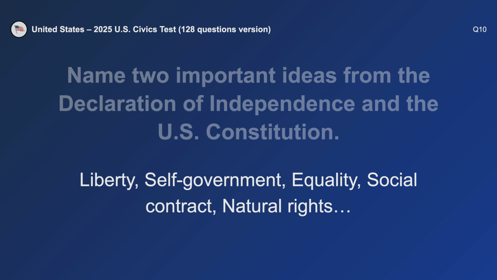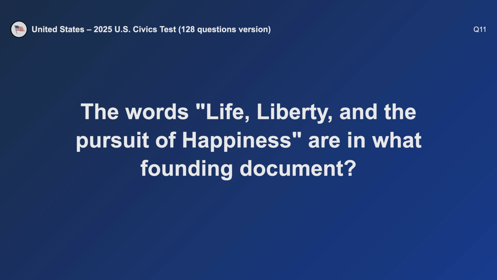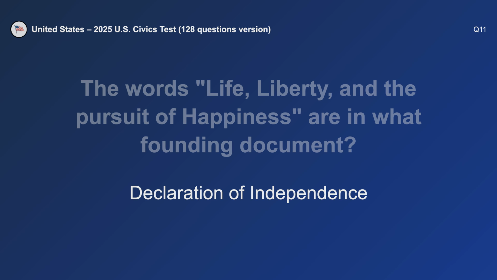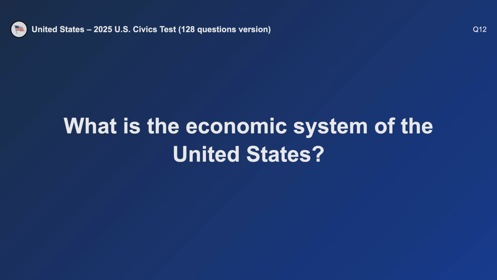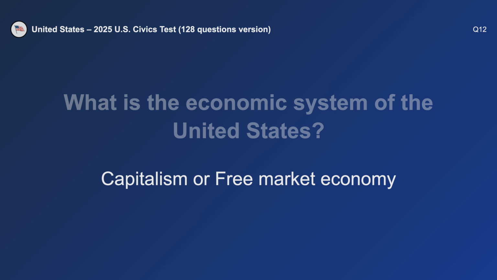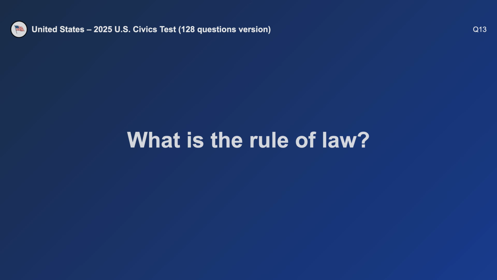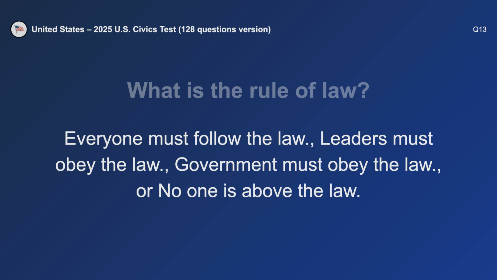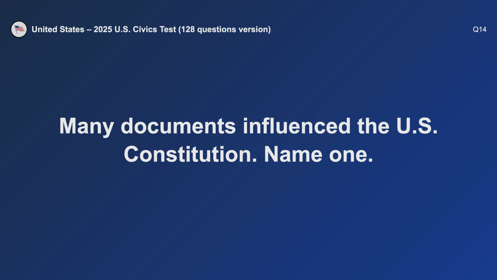Liberty and self-government. The words life, liberty, and the pursuit of happiness are in what founding document? Declaration of Independence. What is the economic system of the United States? Capitalism. What is the rule of law? Everyone must follow the law. Many documents influenced the U.S. Constitution. Name one.